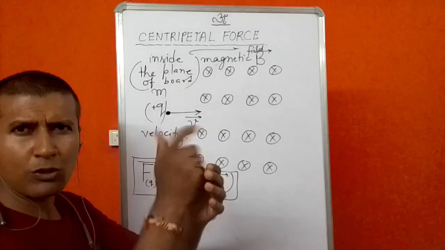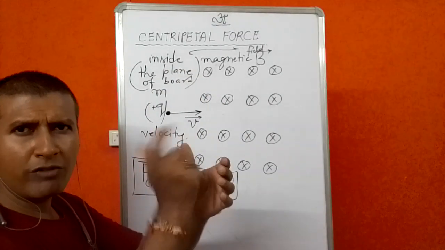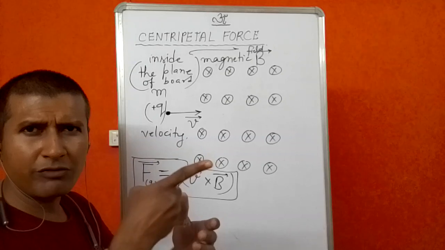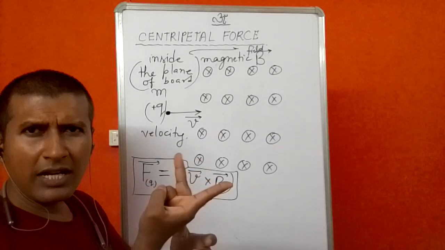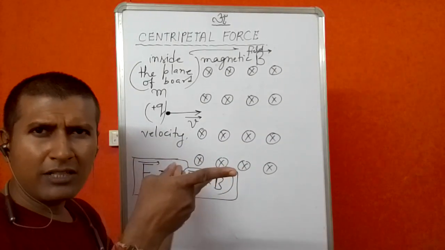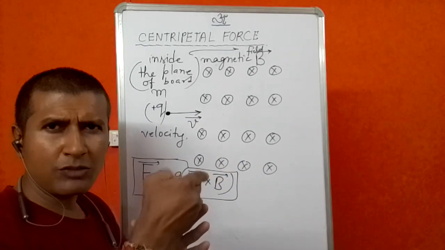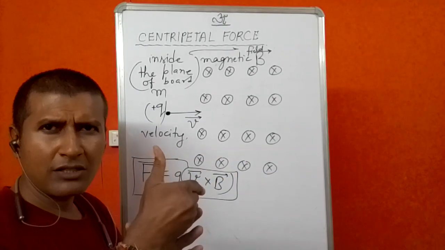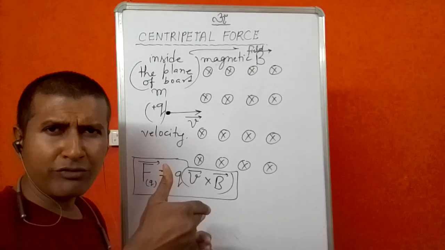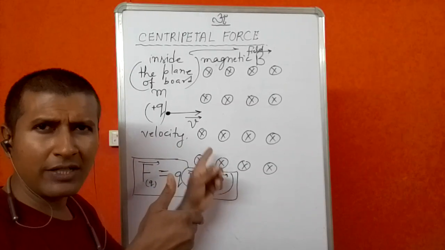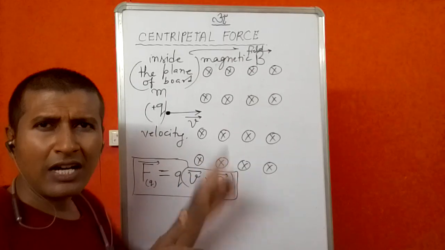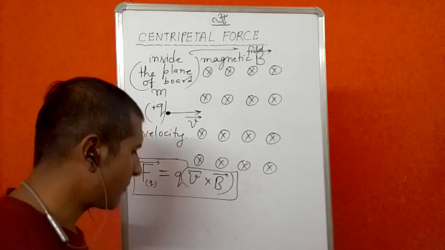If you apply a screw and you move like this, v cross B, because this is v, and this is inside the plane, this is your magnetic field. So if you take the cross product, you will get this direction, the upward one. So the magnetic force applied on this particular charge while entering into this magnetic field is in the upward direction, right?